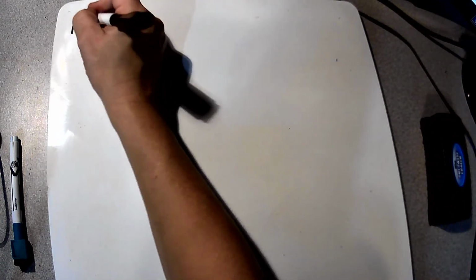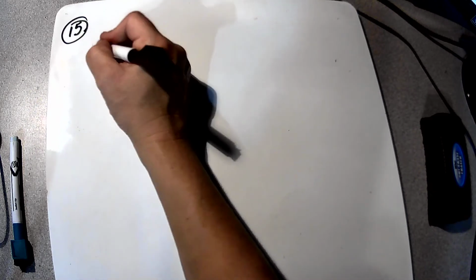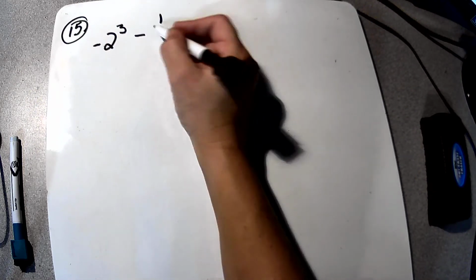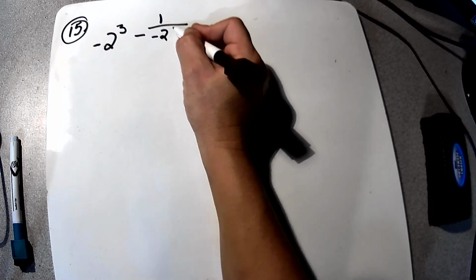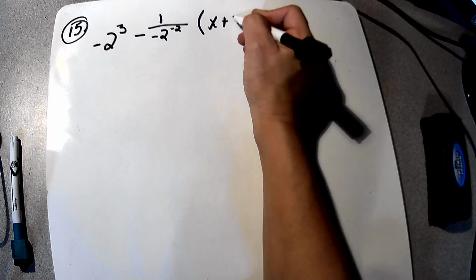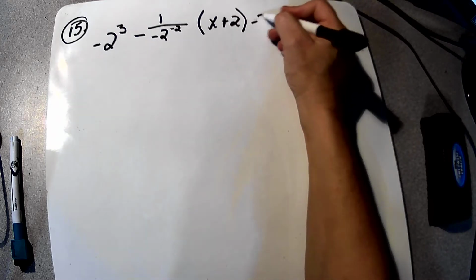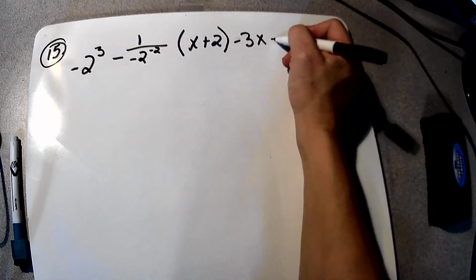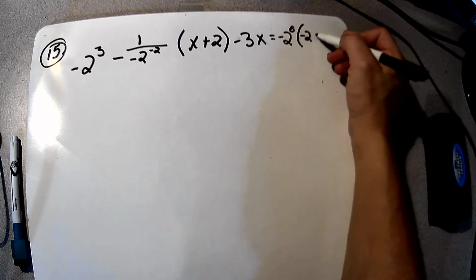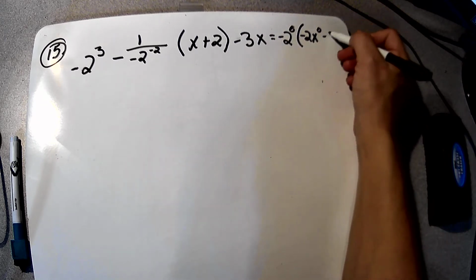Just a couple more. Number 15. That one's negative 2 to the third minus 1 over negative 2 to the negative squared times x plus 2 minus 3x equals negative 2 to the 0 times negative 2x to the 0 minus 4.